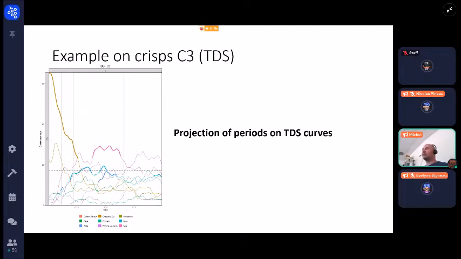Finally, you can project the periods on TDS curves to visually inspect if the periods make sense. In this example, it seems to be the case, as we can see the first period corresponds to the first peak of crispy. The second one is probably due to the decrease of hard. The third one is probably due to the increase of salty, and the last one to the appearance of potato.